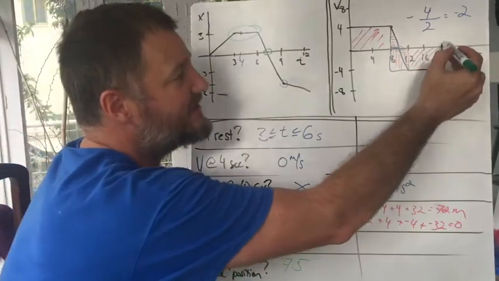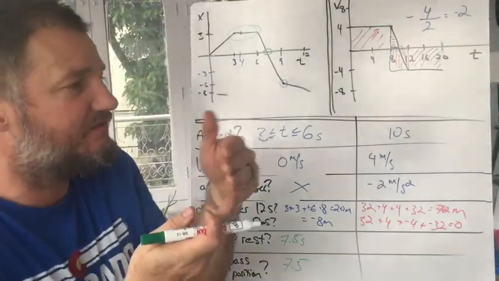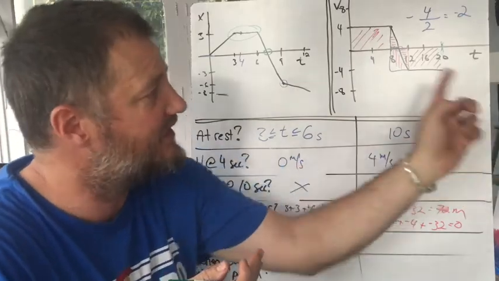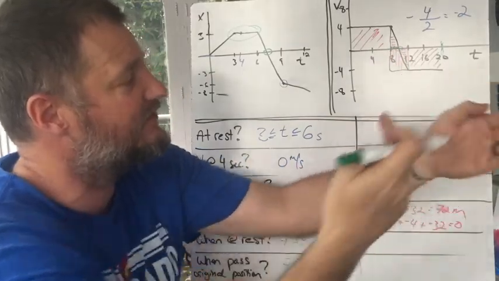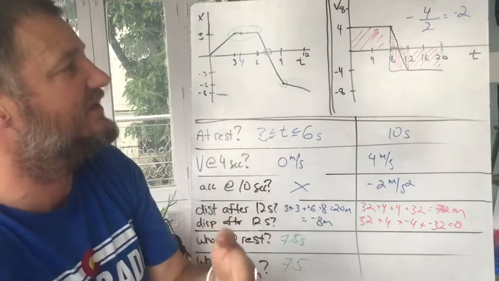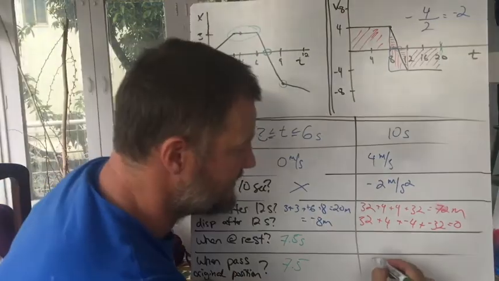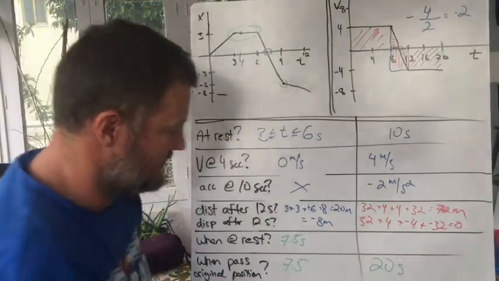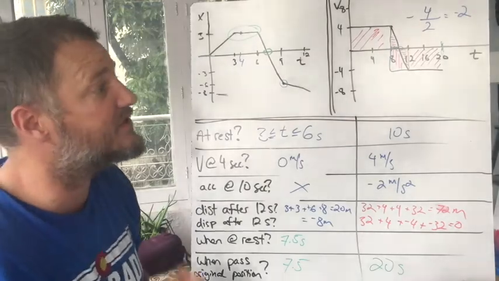Actually, on this 20th second, the object has gone forward, slowed down, come to a stop, sped up in the negative direction, moved at constant velocity, and after 20 seconds, it's right back where it started from. And so the 20th second occurs when the object is at its original position.